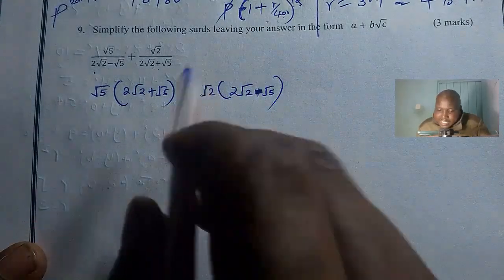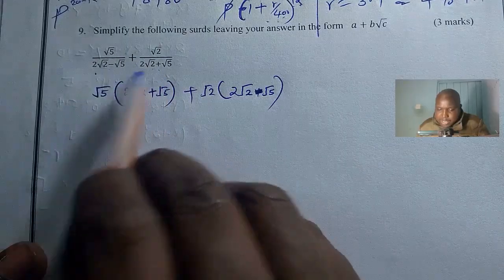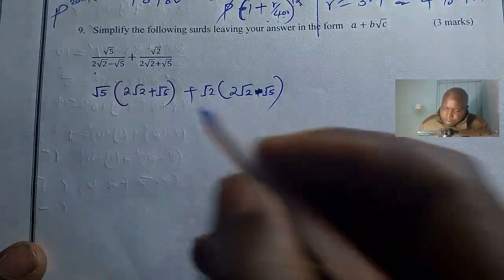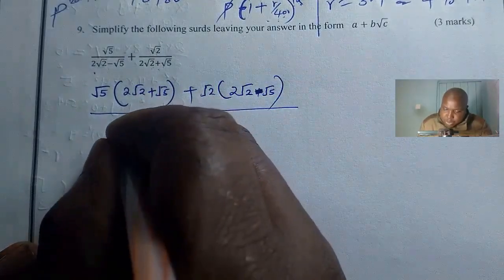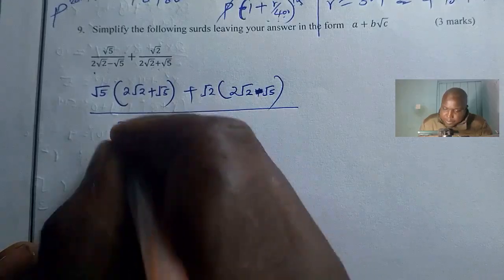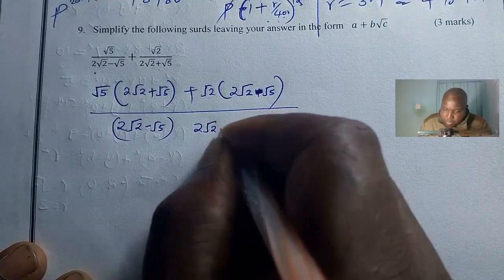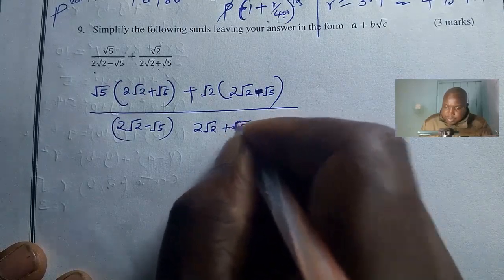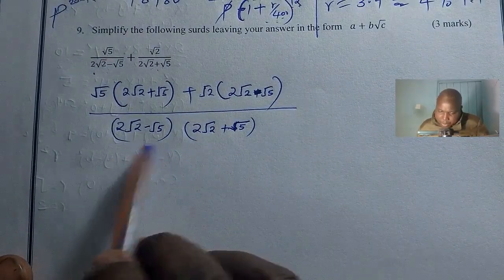Actually, this is like taking the LCM. What is the LCM of these two? It is this, this times this. So this goes here and this goes here, over the LCM. What is the LCM? The LCM is 2. If you take it as LCM, it's going to be very simple. This way. So this is the conjugate of this, a normal way.